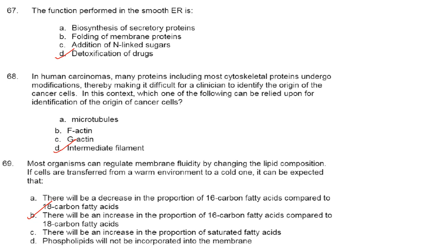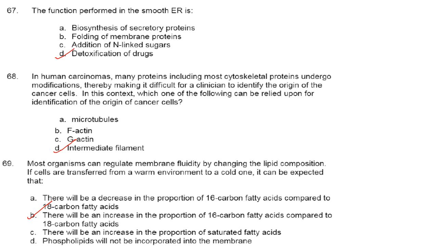Then next one. In human carcinomas, many proteins including most cytoskeletal proteins undergo modifications, thereby making it difficult for a clinician to identify the origin of the cancer cell. In this context, which one of the following can be relied upon for the identification of origin of cancer cells?